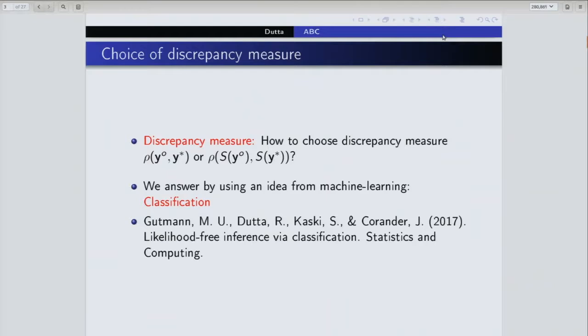As a fundamental question, how do we choose the discrepancy measure? We want to find a distance between the observed data and the simulated data, or the summary statistics from Y0 and Y star, and we want to measure a distance between them. That's the main point of ABC. And how do we do that? Here we answer that by using an idea from machine learning, which is classification. If you're interested, this is a paper in Statistics and Computing from this year. You can have a look.